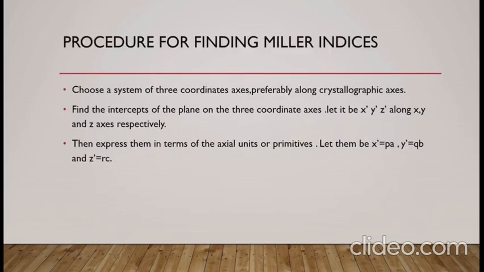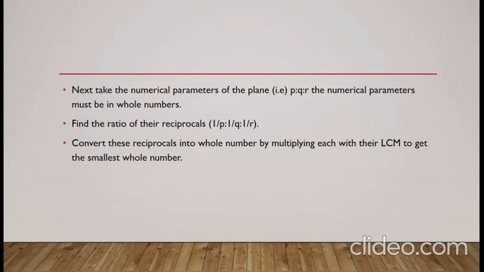Now, let me see the procedure for finding Miller indices. Choose a system of three coordinate axes, preferably along the crystallographic axes. Find the intercepts of the plane on the three coordinate axes. Let these be x bar, y bar, z bar along x, y and z axis respectively. Then express them in terms of the axial units or primitives. Let x bar be equal to pa, y bar equal to qb and z bar equal to rc.